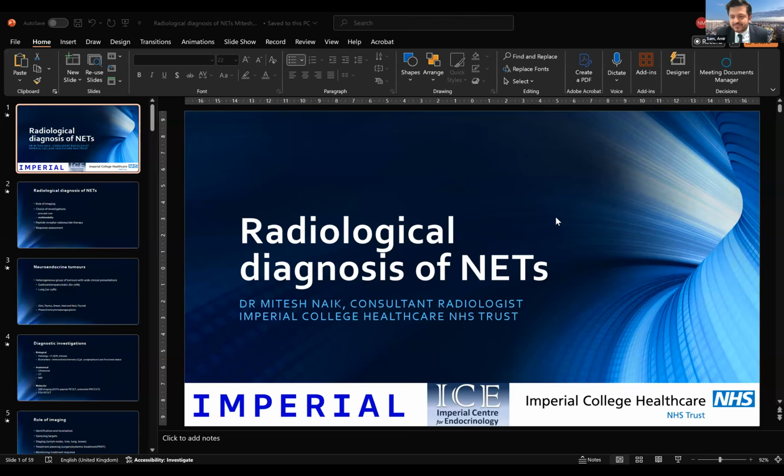Now, having made a biochemical diagnosis, we then turn to our radiology consultant, and I am delighted to welcome Dr. Mitesh Naik, who is our consultant radiologist in our MDT, so nuclear medicine specialist, and he is going to talk about the radiological diagnosis of neuroendocrine tumors. Dr. Naik, over to you.